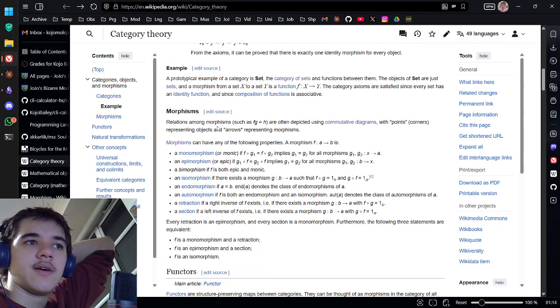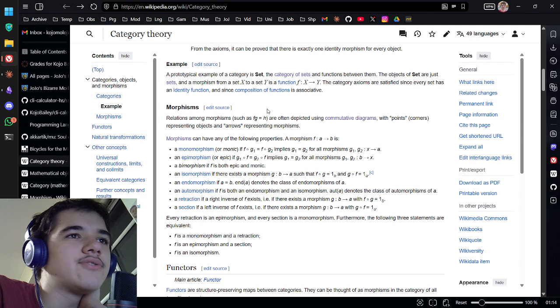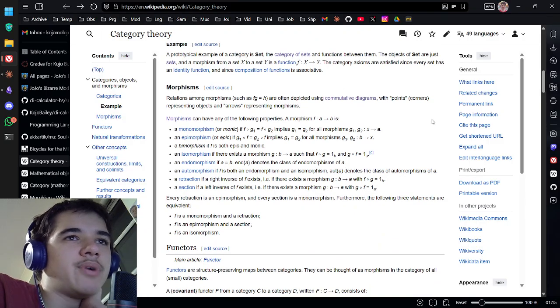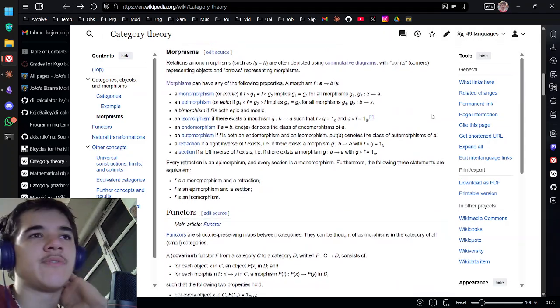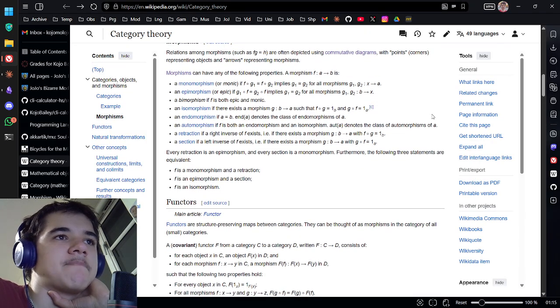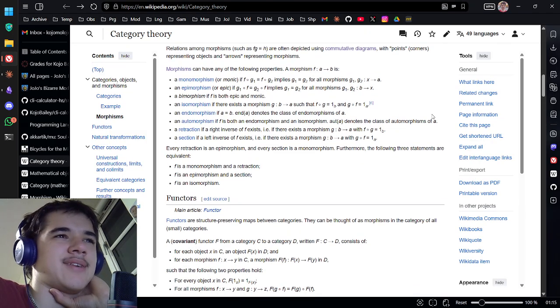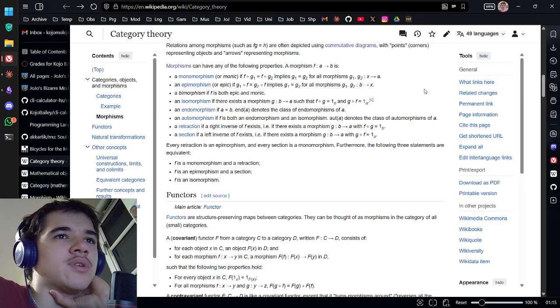Cool. Morphisms. Relations among morphisms, such as f∘g equals h, are often depicted using commutative diagrams, with points or corners representing objects and arrows representing morphisms. Morphisms can have any of the following properties. A morphism f from A to B is a monomorphism, or monic, if f∘g1 equals f∘g2 implies g1 equals g2, of course.